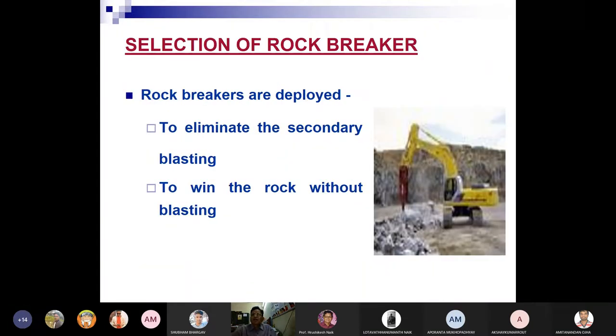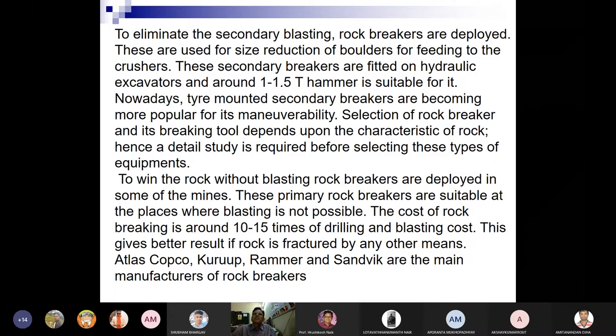Then sometimes you have to go for purchase of the rock breakers. Rock breakers are deployed to eliminate the secondary blasting. To wean the rock without blasting, you can use the rock breaker. These are used for size reduction of boulders for feeding to the crushers. These secondary breakers are fitted on hydraulic excavators, and around 1 to 1.5 ton hammer is suitable for it. Nowadays, tire-mounted secondary breakers are becoming more popular for their maneuverability.